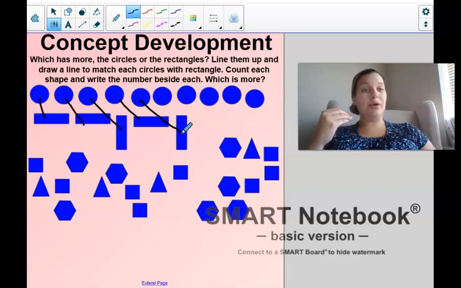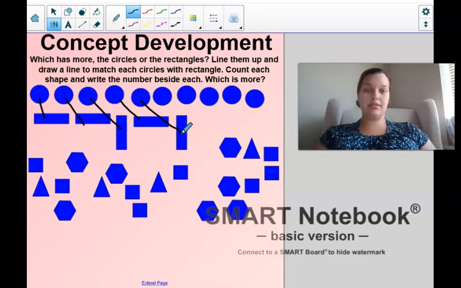Just by looking, what group do you think has more? Circles or rectangles? Circles has more. Look at, all my rectangles are matched and I still have all these circles. Let's count how many circles I have. 1, 2, 3, 4, 5, 6, 7, 8, 9, 10. I have 10 circles. Okay? How many rectangles do I have? 1, 2, 3, 4, 5. So I have 10 circles and 5 rectangles, right?